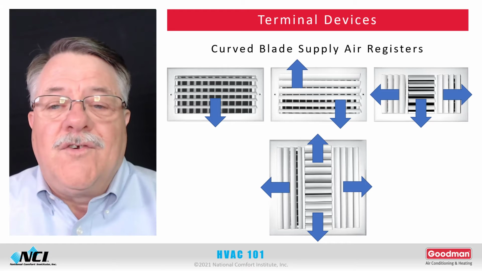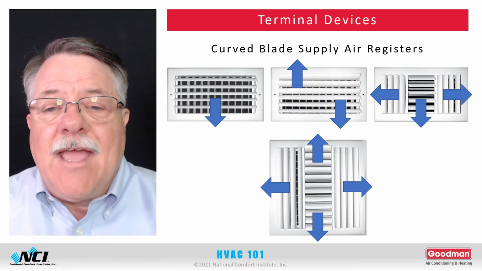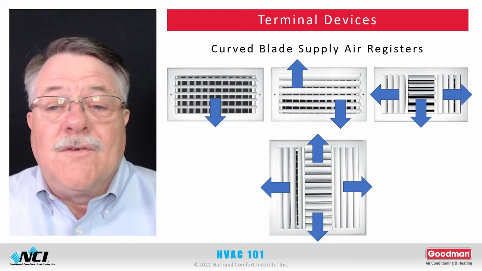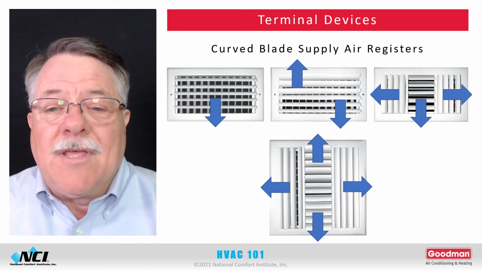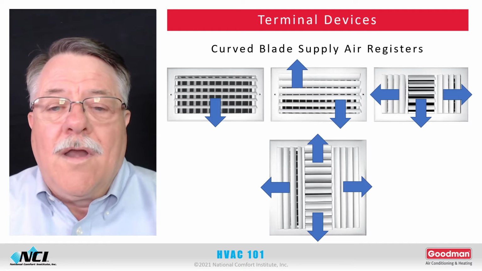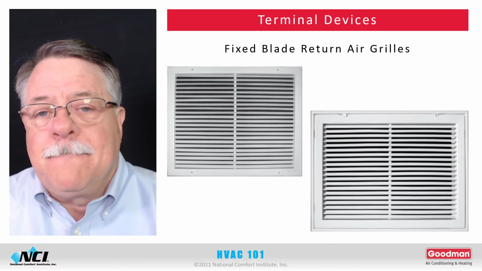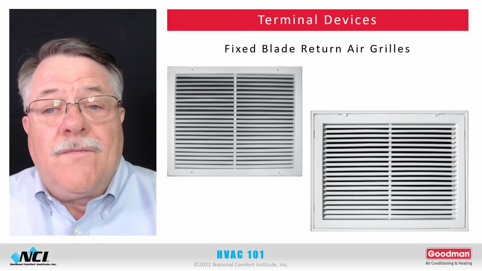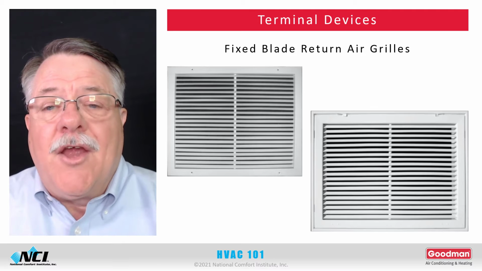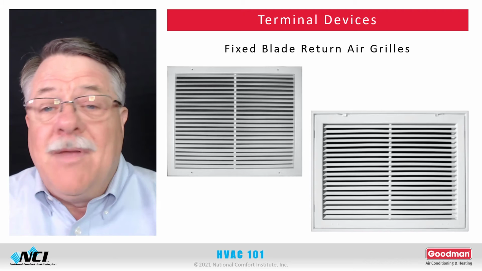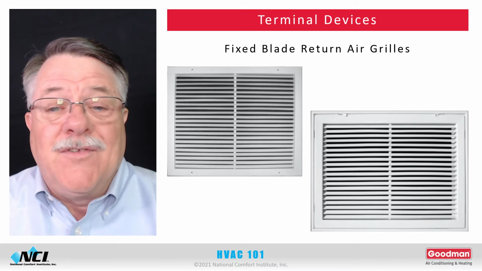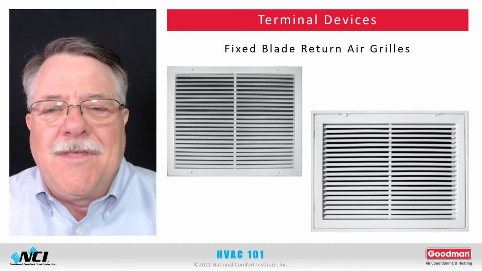Curved blade registers are typically used for ceiling applications. There are also straight blade versions that are usually used on sidewall applications and floor applications. There are also curved and fixed blade return air and return air filter grills available. I bet you never knew there were so many options, and this is just the tip of the iceberg.